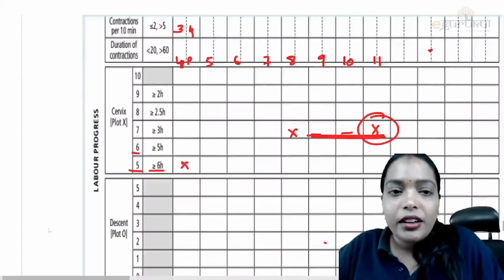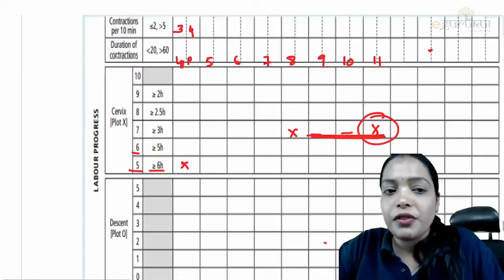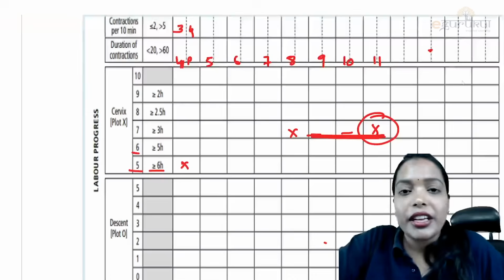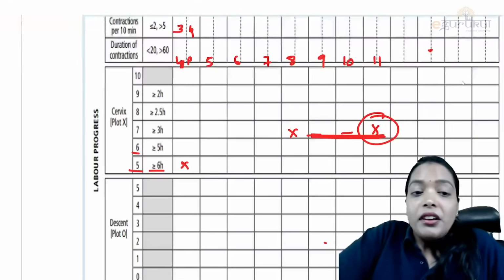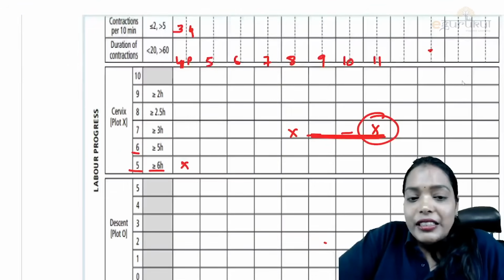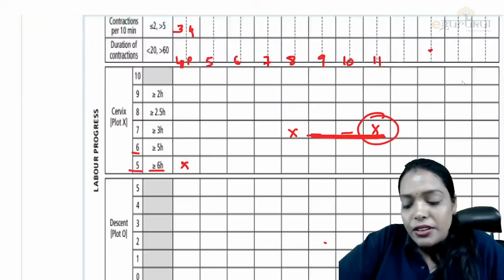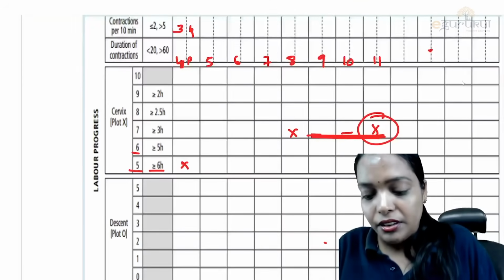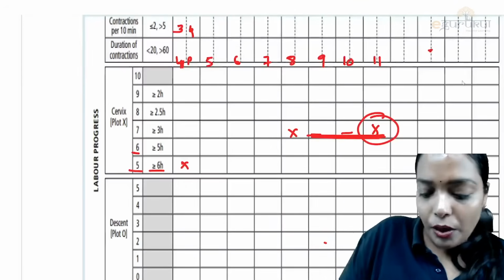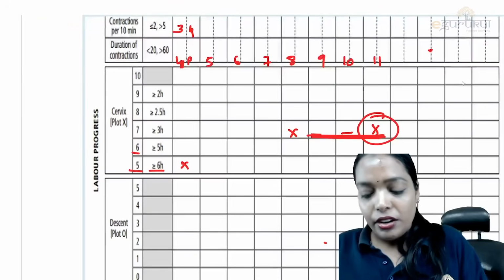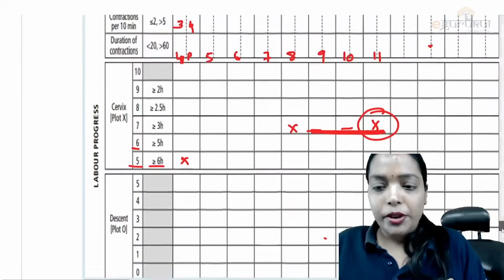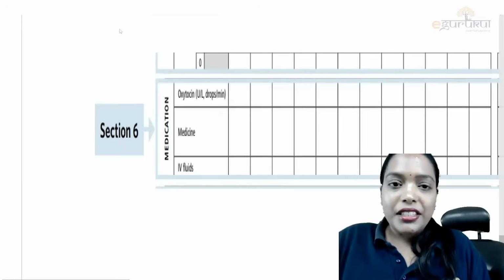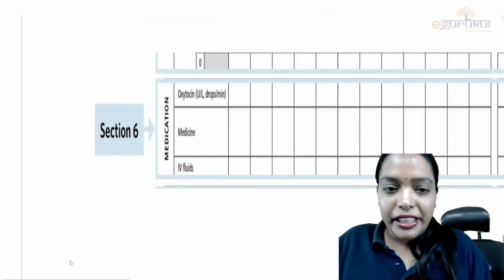Now again, in labor progress, contractions and duration of contractions you are measuring every 30 minutes in the first stage, and in the second stage every 15 minutes. Labor progress, that is cervix and descent, you are measuring every 4 hours. In the active stage you decide how frequently, depending on when you want to do the PV, because anyway it is seen there. So section 6 is regarding the medications.